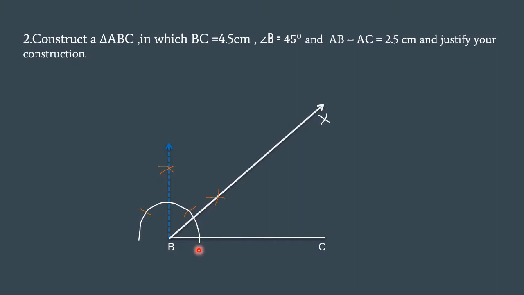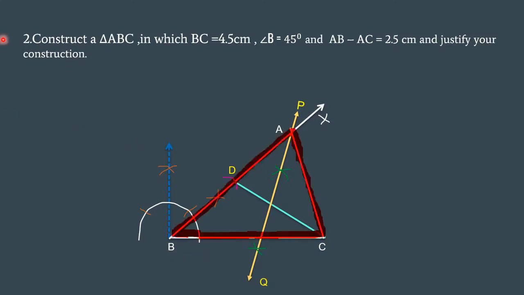Now on the compass, take 2.5 centimeters, put the pointer at B and mark an arc on BX. Name it as D. Join DC. Now construct a perpendicular bisector of DC. Name it as PQ. Extend PQ to BX such that it meets BX at A. Join AC. Now ABC is the required triangle.